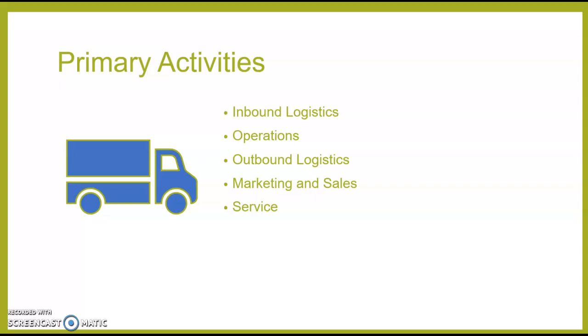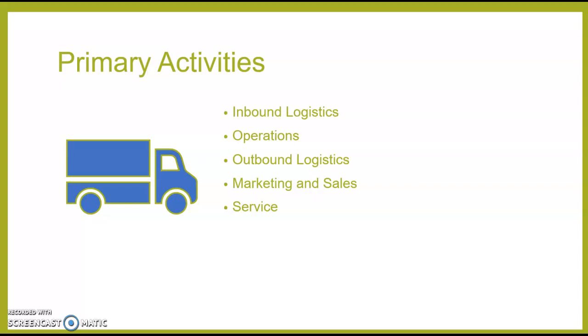Next we have operations. This includes transforming inputs into final products. So the point where the raw materials are transformed into the final product. It may include machining, packaging, testing, etc. Then outbound logistics include collecting, storing, distributing the products from the factory line to end consumers. That is, we have already explained in the earlier video regarding warehousing, distributing. These things are done here.